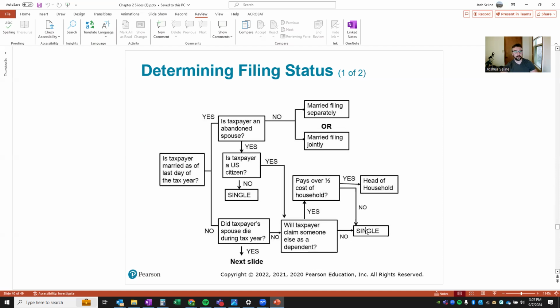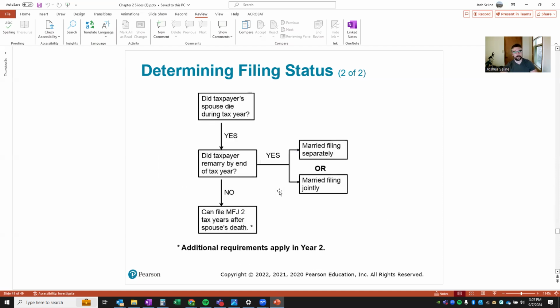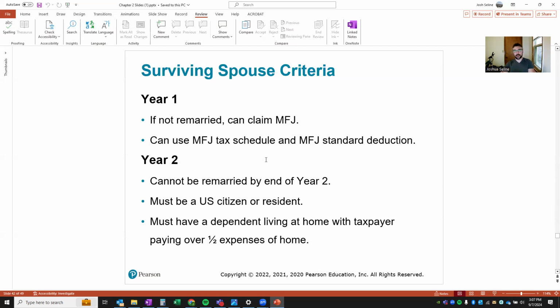When do you file head of household? When do you file single? Surviving spouse criteria. Year one, if not remarried, you can do married filing joint, and then you would get the married filing joint tax bracket and standard deduction, assuming you're not itemizing. In year two, you can't be remarried by the end of year two. You have to be a U.S. citizen or resident. You must have a dependent living at home with the taxpayer paying over one-half the expenses of the home. If there's not a dependent living at home, then you would be filing differently.